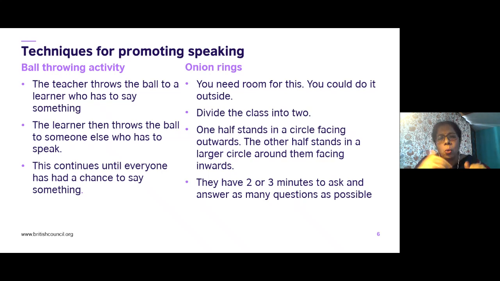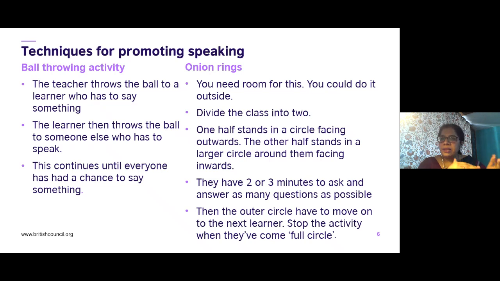So what are the kinds of questions? It could be something from your textbooks, say questions that the students in the inner circle have to ask, and the students in the outer circle will answer. Then the outer circle will have to move to the next learner. So it is only the outer circle that moves, and you will stop the activity when they have all come a full circle, when they come back to the first student where they started off.